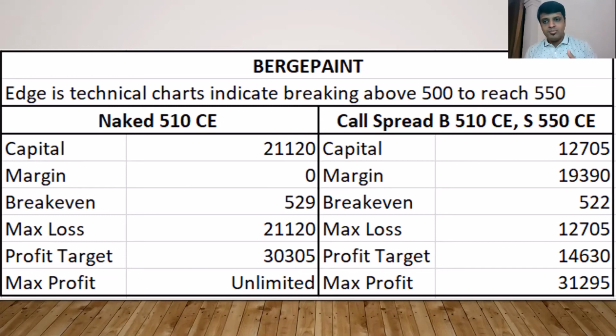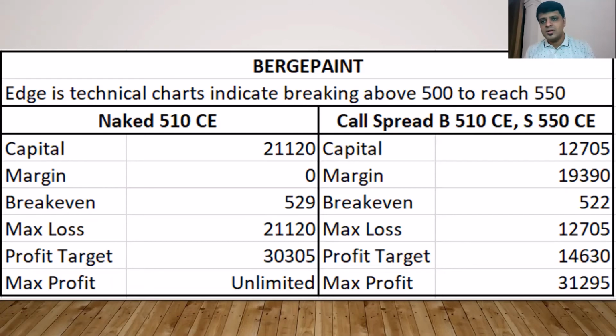But if I hedge it, look at this. I had to actually pay 21,000 in the beginning. Because I sell the 550 call, I will get back about 8,000, 9,000 rupees. So my actual amount that I pay is 12,700-ish based on Friday's prices. But I would also have to keep a margin of 20,000 rupees. So an effective amount of 32,000 rupees, say, versus 21,000.